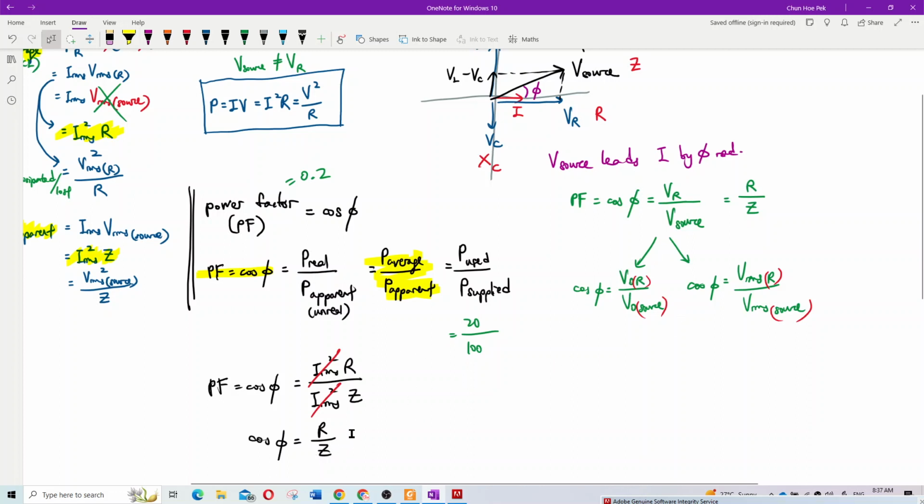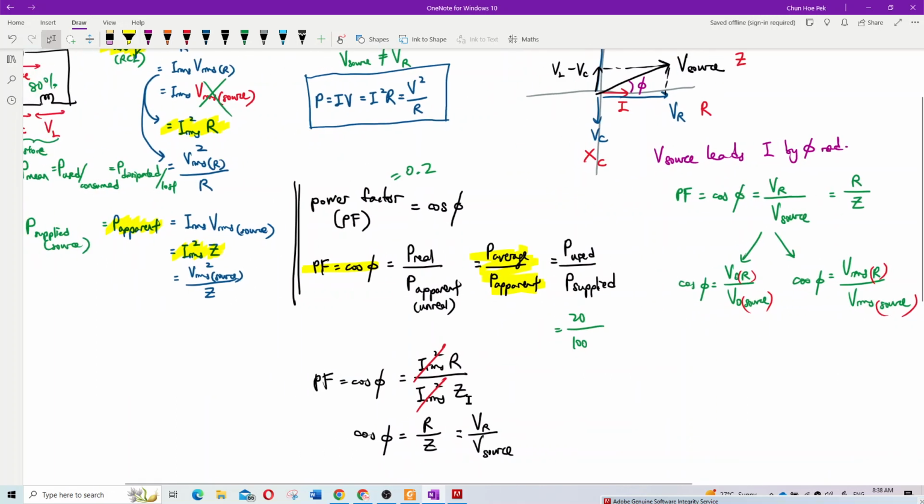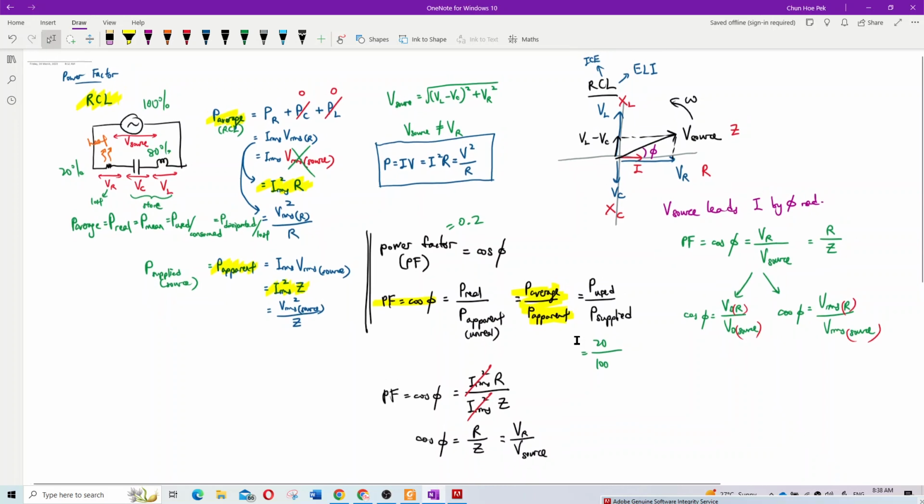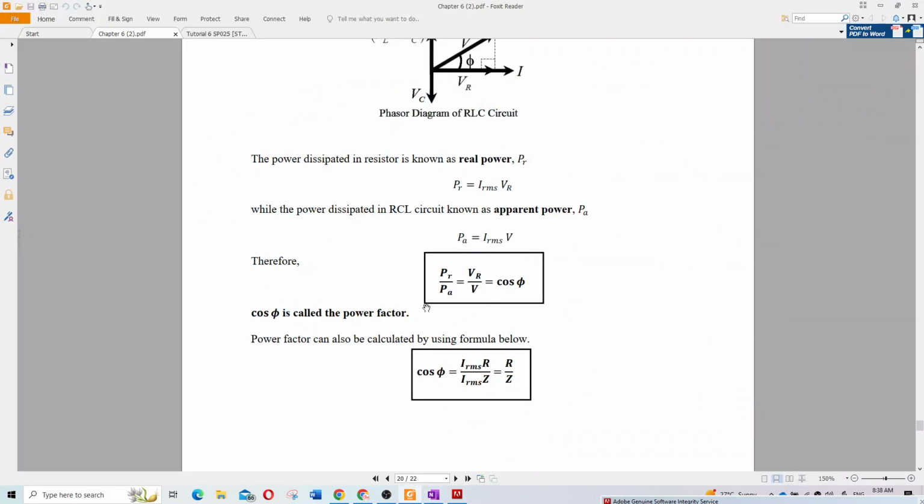Or you can also write it as VR over V source. This one can be either V naught or V RMS. That's it, class. All is related, right? If you really understand the whole thing. I taught everything already. Real power over apparent power.